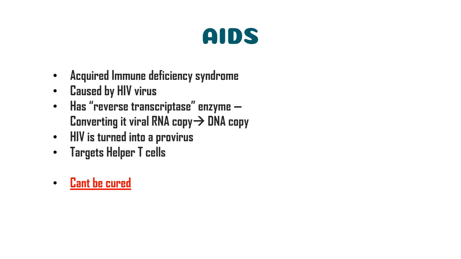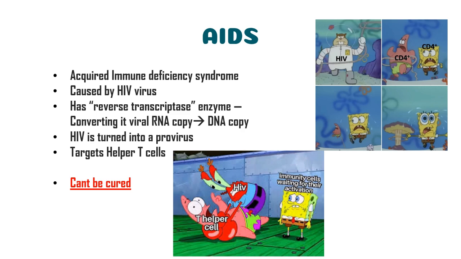This virus targets mainly the helper T cells. When the helper T cells get infected, this has a significant impact, because helper T cells play an important role in our immune system. They are the cells that activate cytotoxic T cells, B cells, and macrophages. This condition can't be cured, but we can manage it in order to increase the lifespan and the quality of life of anyone infected with this virus.